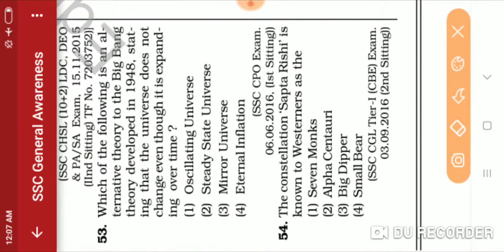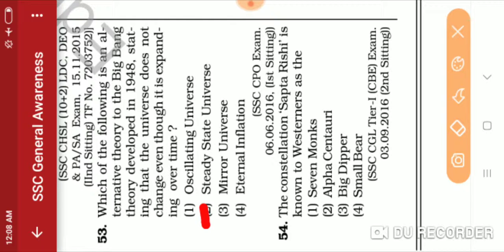Which of the following is an alternative theory to the Big Bang theory, developed in 1948, stating that the universe does not change even though it is expanding over time? So what is this theory? Steady state universe. Not change means steady. Steady है तभी ना नहीं change हो रहा है.